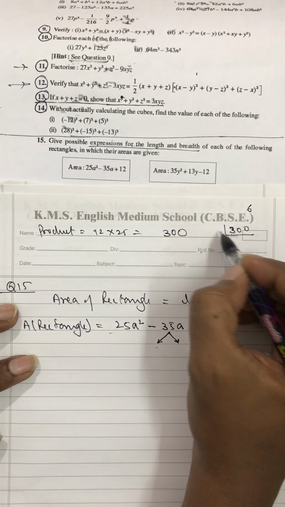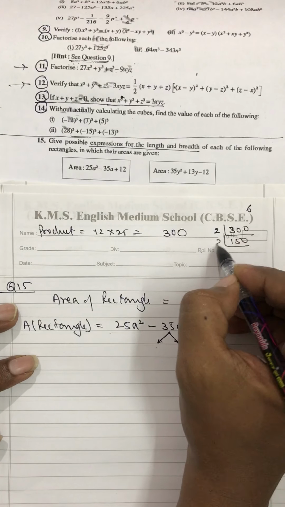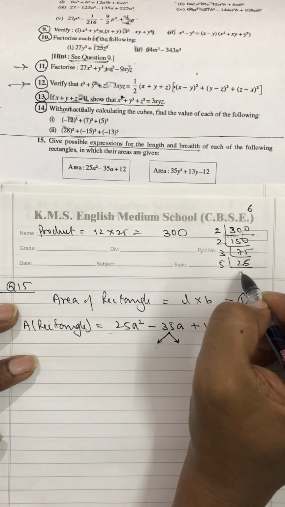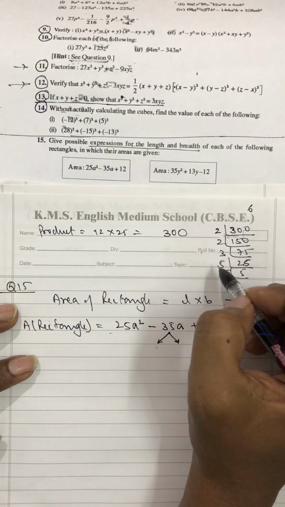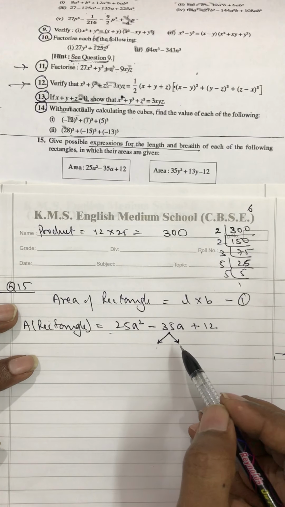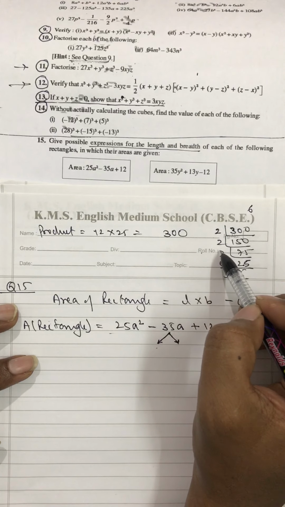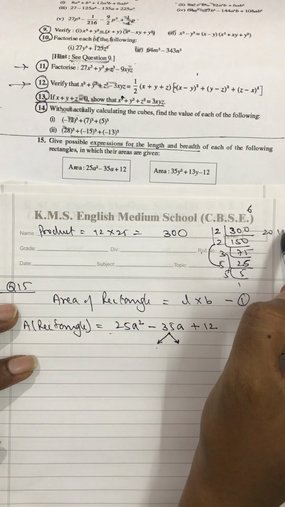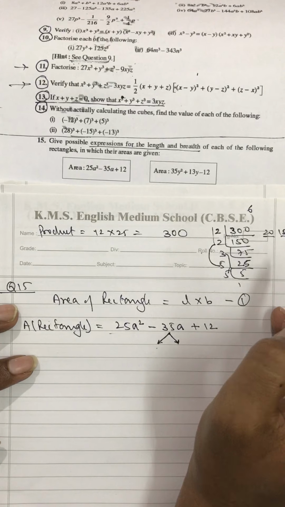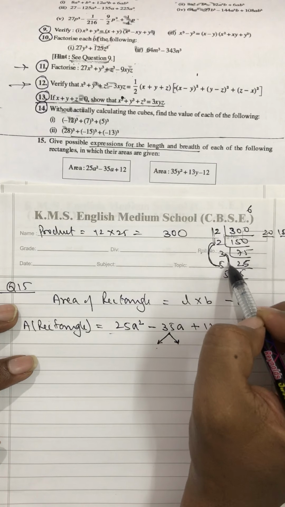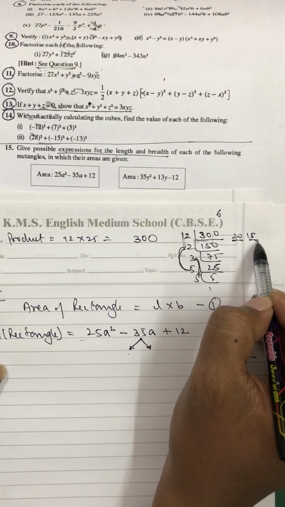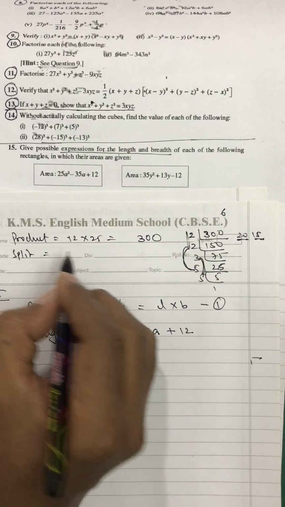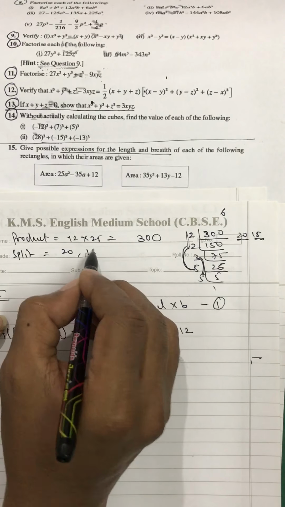I will have to factorize 300: two 150s, 2 75s, 3 25s, 5 5s, 5 1s. So take out something that will give me 35 as addition or subtraction. So what do I do over here? 2 2s are 4, 5s are 20, and 3 5s are 15. Yes, it came in one go. So 20 and 15 can give me 35. So the split will be 20 and 15.